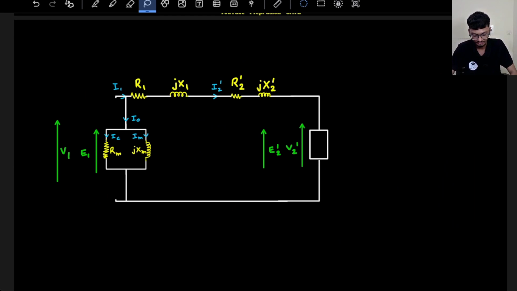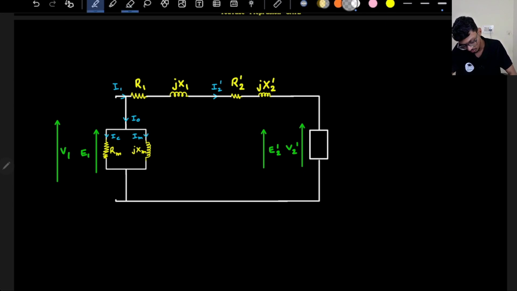It will not make any difference because the I0 current is very low. So we can approximate our circuit like this. So there are two models, and in the approximate equivalent circuit, the core loss and the magnetizing current, sorry, the current in the Rm branch will be overestimated. Why will it be overestimated? Because we are not assuming any drop in E1. So V1 will be equal to E1.